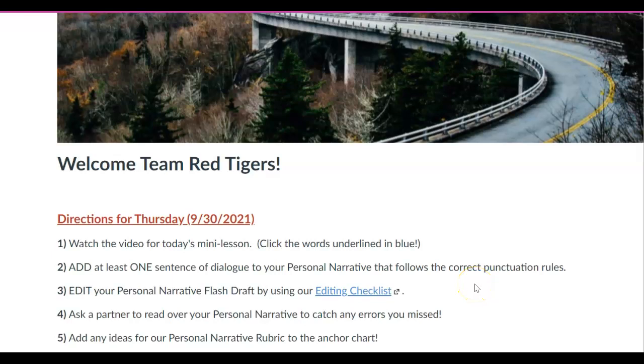Things like capitalizing names. You're then going to have a chance for a partner to read it over, see if you missed any editing errors or not, confirm that you're good to go. And finally today, we're hoping that you have a chance to add your ideas for our personal narrative rubric to the anchor chart on the wall.